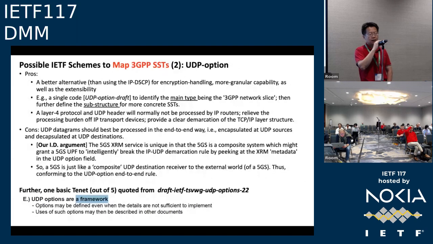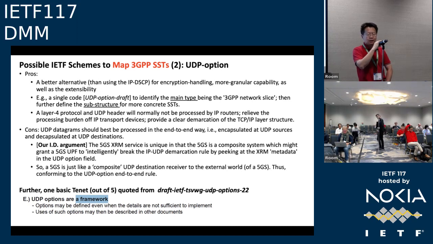Because of that, I'm thinking of using the UDP option. I discussed with partners from the 3GPP side, my co-authors and colleagues who are experts on 3GPP. If we use the UDP option, it is a better alternative. It can handle encryption, providing more granular capabilities and extensibility. Based on the UDP option draft, which defines all kinds of things, our idea is to take one single code out of the 256 UDP option values and assign it to the 3GPP network slice. Under that, we define a substructure for the concrete standard slice types. One is the HDLLC SST, used to handle high data rate, low latency on the media part.